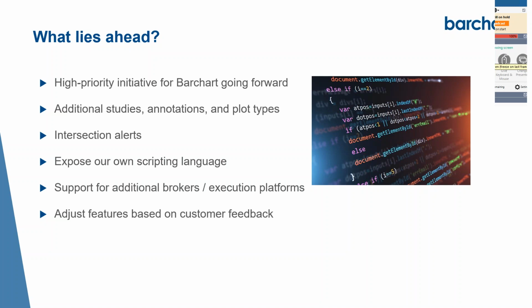I've already talked about this. We're adding additional studies, annotations, plot types, working on intersection alerts now. So if you want to fire an alert within the chart API as 2 moving averages cross, for example, we're working on intersection alerts at the moment.